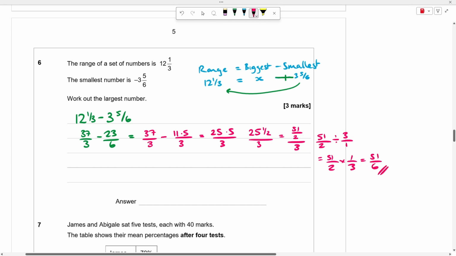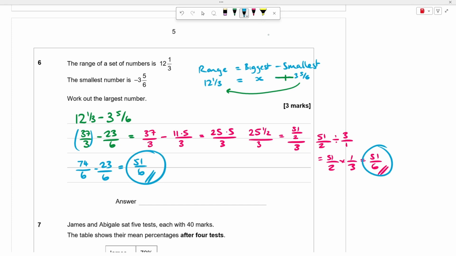And then from this, what we can do is, if I was to convert this and double this first fraction, this is just another way of doing this. So if I was to double this, 37 times 2 is going to give me 74 over 6 minus 23 over 6, and 74 minus 23 gives me an answer of 51, so that's 51 over 6. So as you can see, I get the same answer doing it both ways. Ultimately, I would say convert 37 over 3 to 74 over 6.